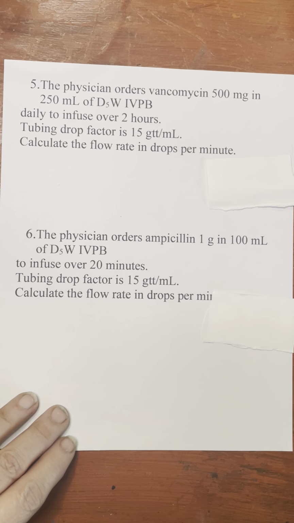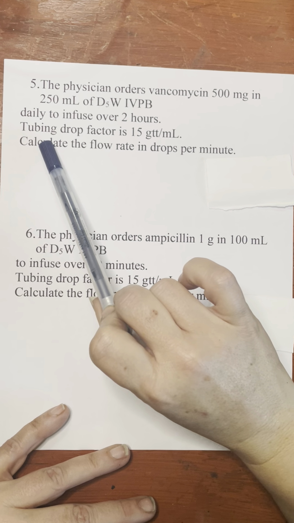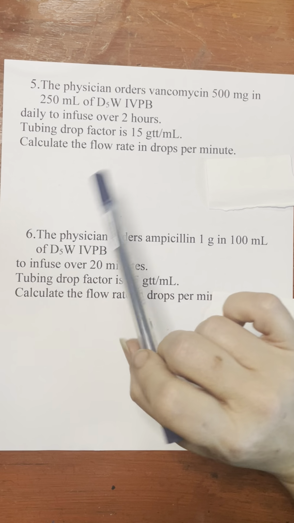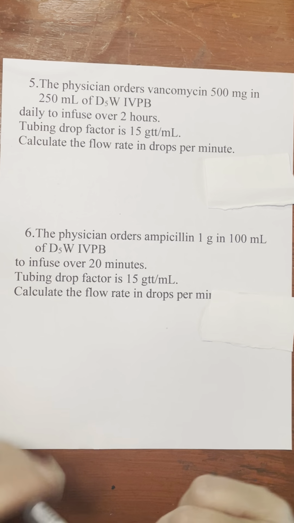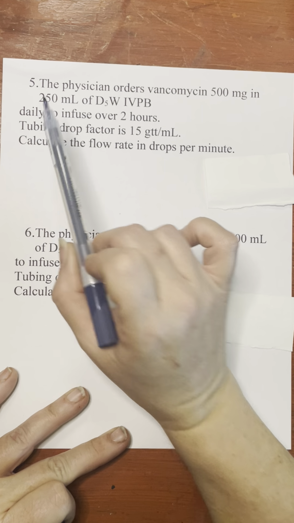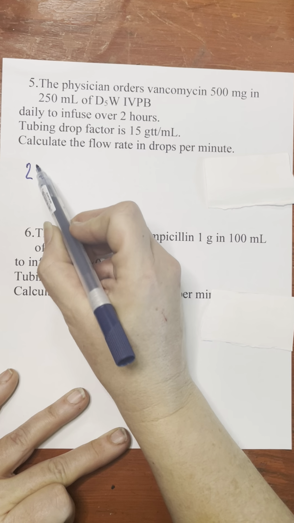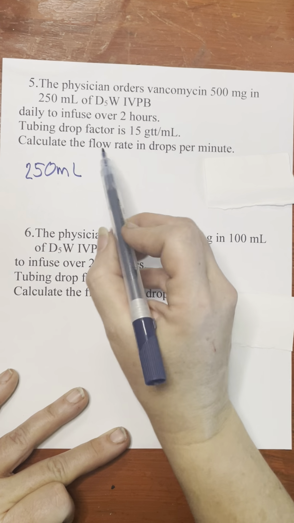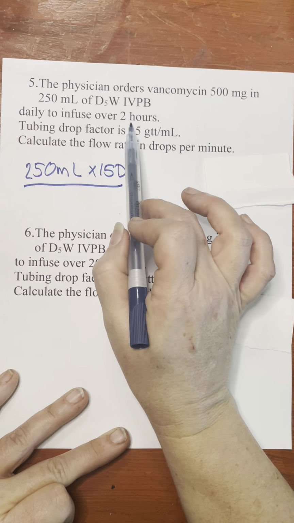Number 5, the physician orders vancomycin 500 milligrams in 250 milliliters of D5W daily to infuse over 2 hours. The drop factor is 15. What are you going to do? Okay. So our total volume, the 500 milligrams, is a distractor because this problem is dealing with the fluid of it, not the milligrams. And so our total volume is 250 milliliters. Our drop factor is 15. And it's going in over 2 hours.